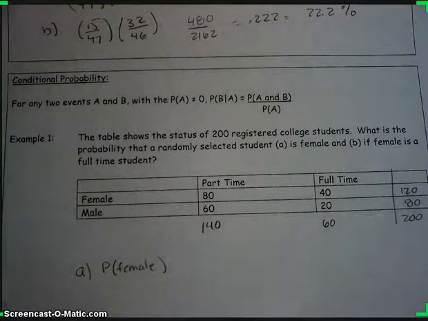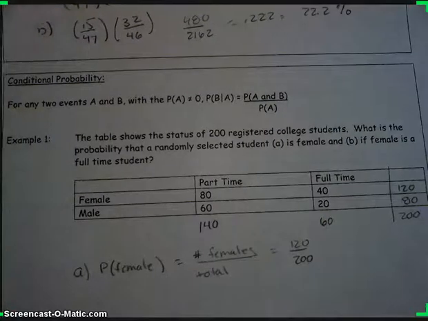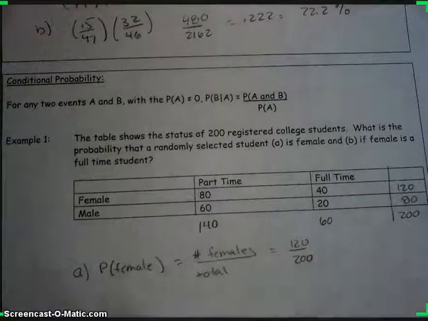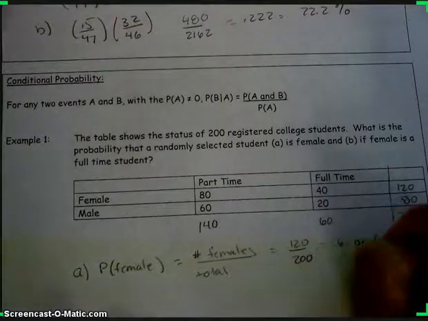So this one is asking me to figure out, the table shows 200 students. They want to know the probability that it is female for A. So we'll look at that one. The probability that you have a female is equal to the number of females over the total. So if I added up the females, I get 120. Total is 200. So 120 divided by 200 is 0.6, or 60%.